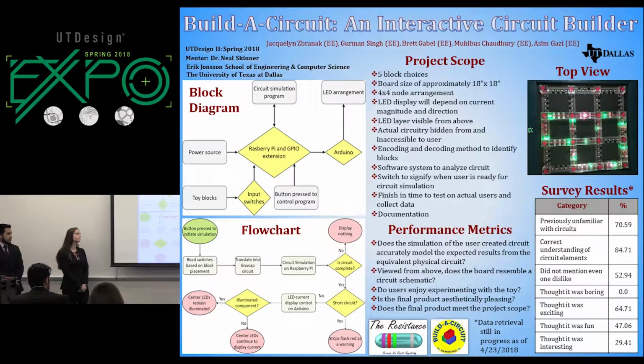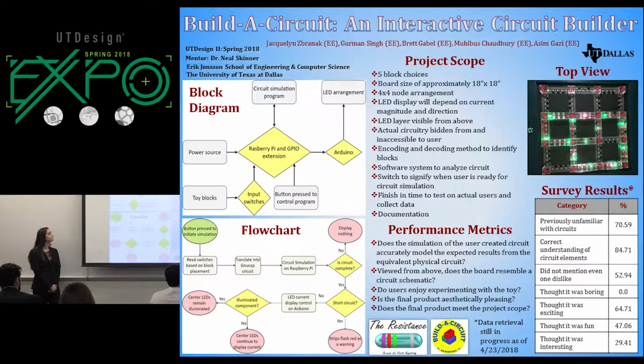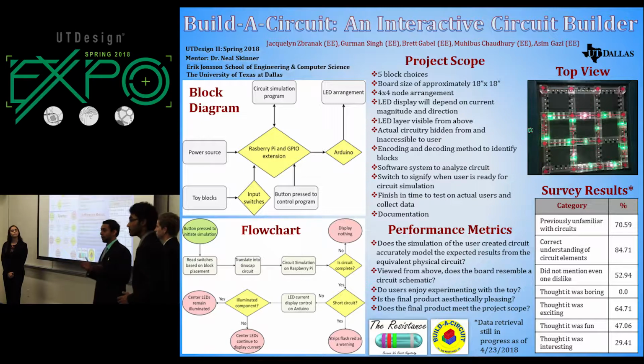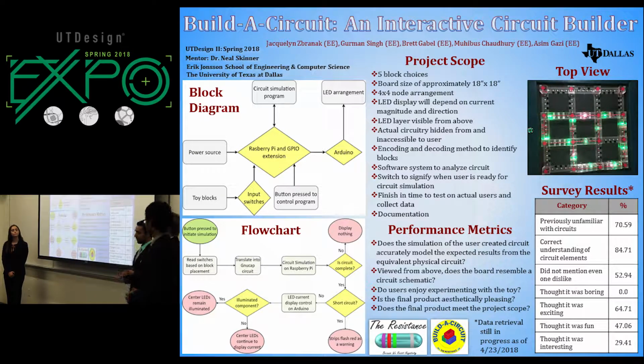So how do we accomplish this project? Well, we have 5 acrylic blocks that represent different circuit elements, such as a resistor, a diode, a light bulb. And to show current, we have implemented RGB LED strips that show the current's magnitude and direction as well. Furthermore, to ensure safety, we have hidden all the circuitry and wires underneath the circuit so the user does not have access to them.